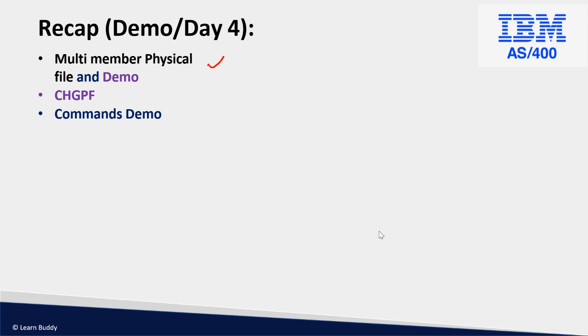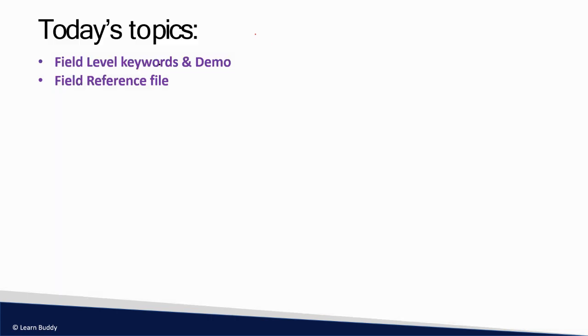We also discussed CHGPF in the last class, where you have a requirement: the file was created a long time back and now you want to change the attribute or length of a field, or add a new field to your file. In that case, instead of creating new files, if you want to modify the existing file itself without losing the data, we just apply CHGPF with the new changes. We also discussed some file-related commands, like DSPFD, DSPFFD and so on. Today we'll discuss the field level keywords.